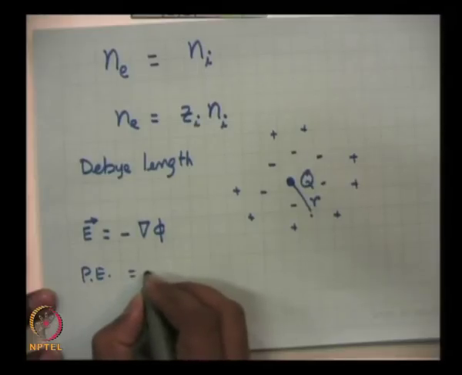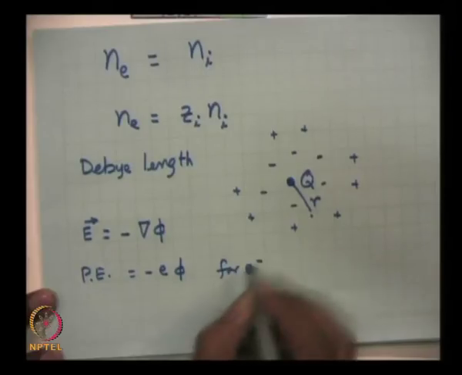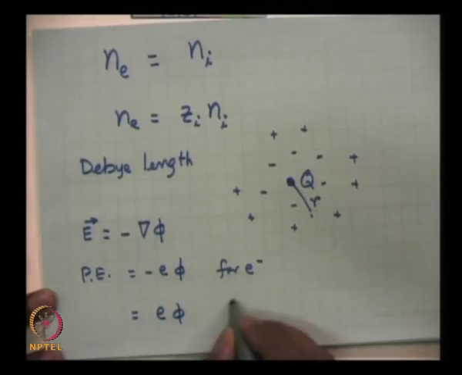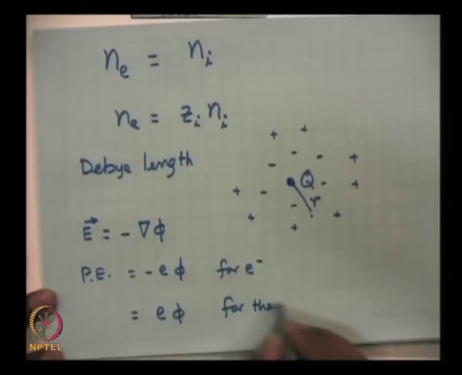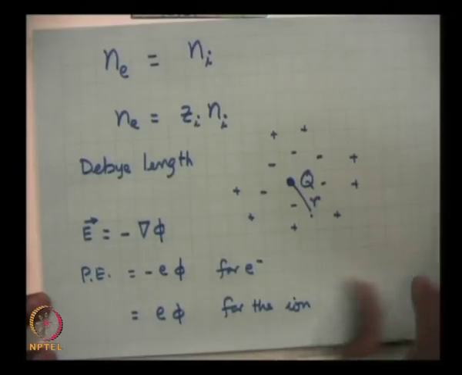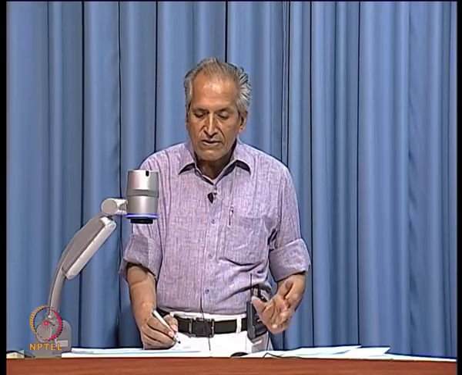minus E phi for electrons. And if the ion is singly ionized, then the potential energy of the ion would be E phi. So, potential energies are different for electrons and ions. Now, the Boltzmann law says that electrons will have a tendency to go to regions of small potential energy.